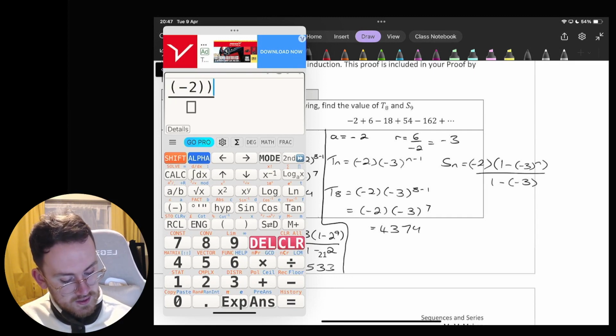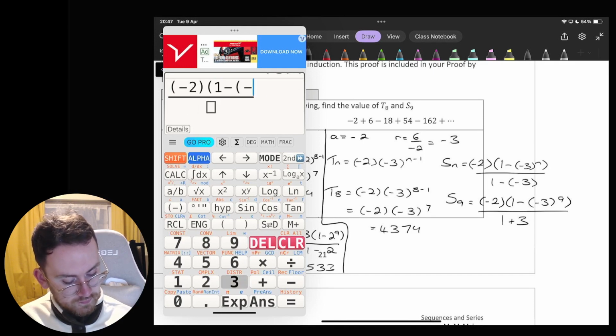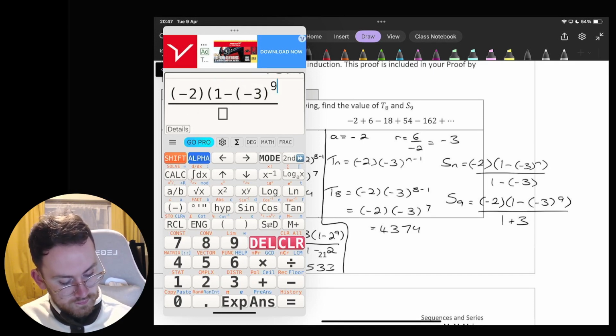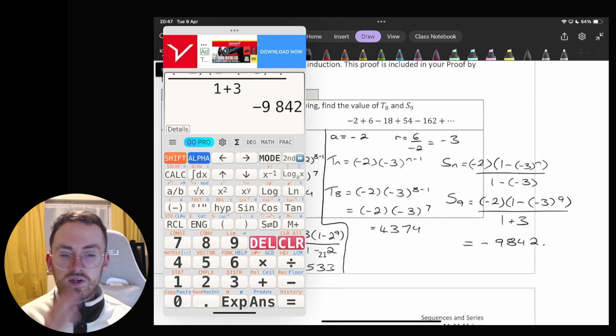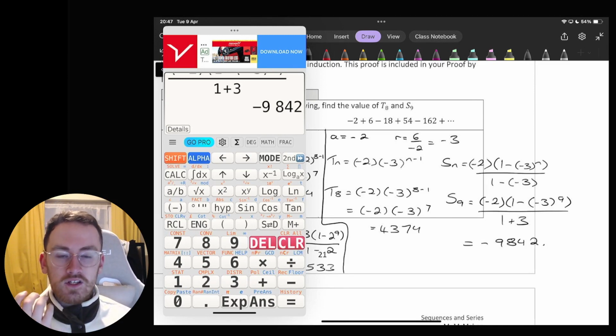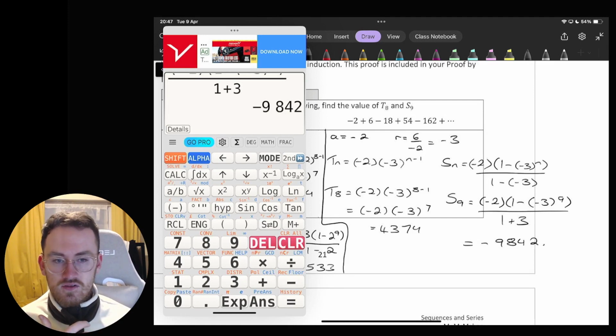And getting Sn then, I just had it typed in, but we'll type it in fresh again. So Sn, adding those terms, and this time I'm looking for S9. So minus 2 times 1 minus minus 3 to the power of 9 all over 1 plus 3. That is going to give me an answer of minus 9,842.